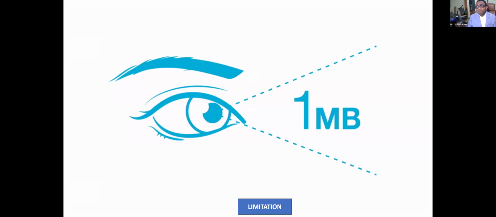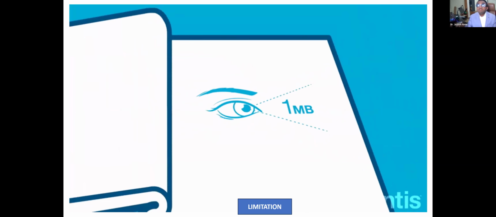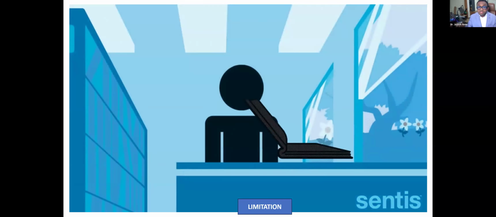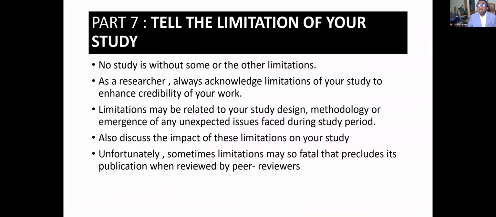Now the other part is more important, the visible thing. Sometimes the eye sees only 1 MB, but the rest, 3 MB, is not visible to our eyes. So what I want to say is about the limitations. Every study has limitations, and you need to consider the limitations of your study. What you observe, every study has to have limitations. No study is without some limitations or others.